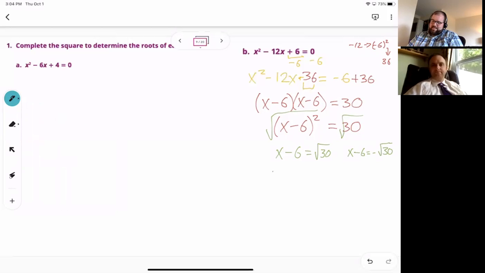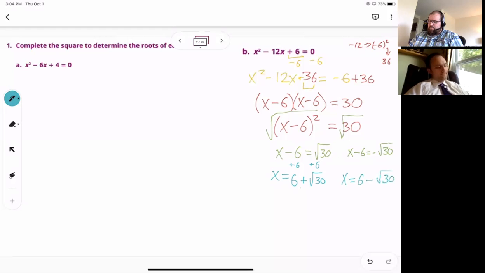And then I've got one last step, which is to add 6 to both sides. And I don't feel like adding those weird numbers together. So I'm going to write this as 6 plus the square root of 30. And it's okay for your students to do that as well. In fact, I strongly encourage it because you can't actually combine those terms. Those are not like terms. And then the other one is going to be x equals 6 minus the square root of 30.